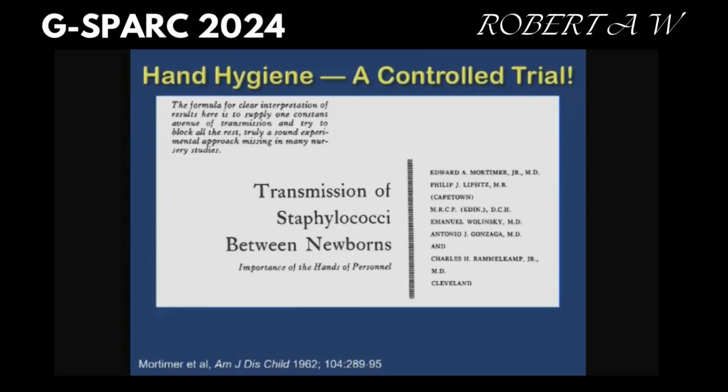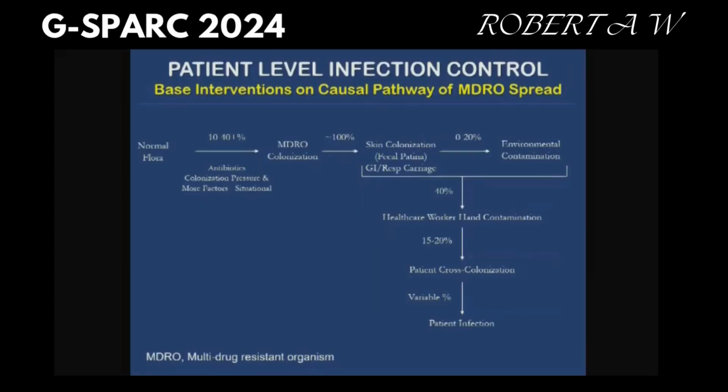And there actually was one controlled trial, at least that I could find, of hand hygiene in which newborn nursery nurses were randomized either to clean their hands between every patient or not clean their hands. And cleaning hands between patient contacts and newborn contacts showed about a 50% reduction in spread of pathogens within the newborn nursery. To understand the most effective interventions, I think it's helpful to look at the causal pathway.